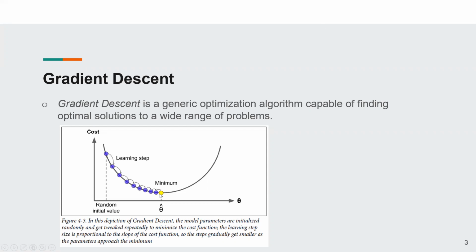For gradient descent, there are two parameters that you need to consider. One of them is the random initial value. Second is the learning step. As you move towards the minimum value, you probably also want to consider adjusting your learning step size so you're able to achieve that minimum. So this is a graphical explanation of gradient descent.